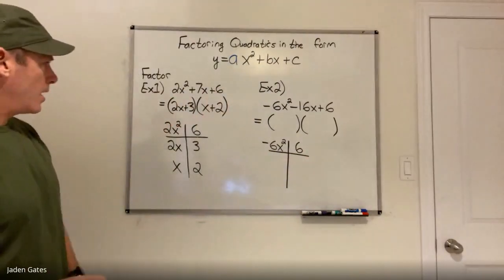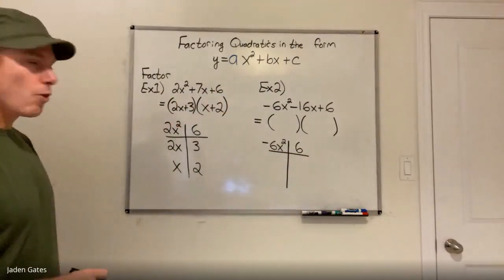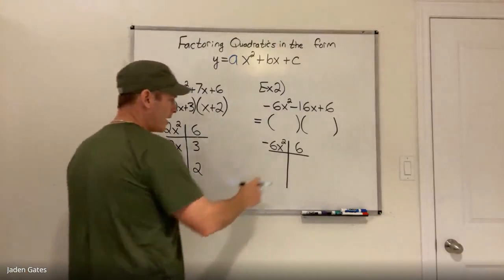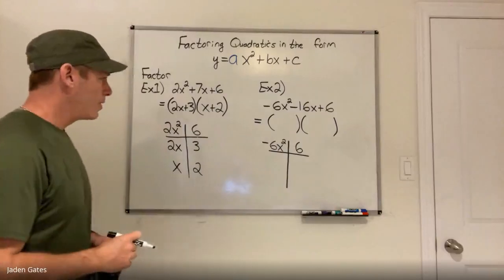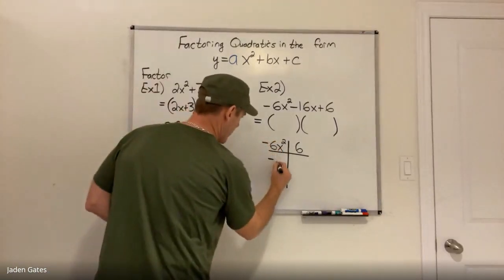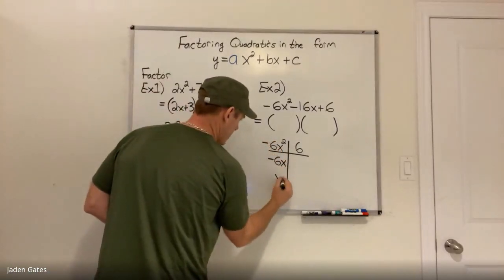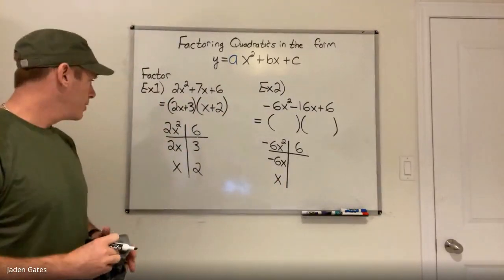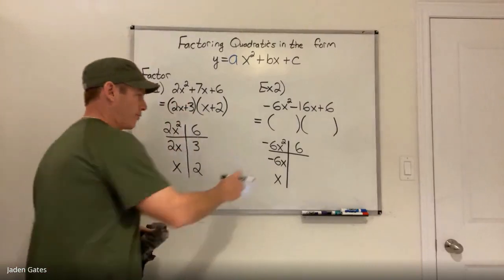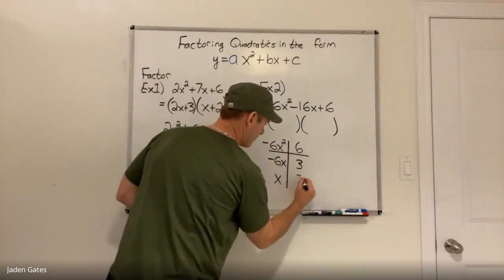All right, I don't know. Again, you've got to work with these numbers. But again, when I cross multiply and add, I need a negative 16x. So I'm just going to try here. Again, trial and error. Negative 6x here and an x here. If I multiply those, I get my negative 6x squared. I'm going to copy what I did in the first one here. For 6, I'm going to go with a 3 and a 2.